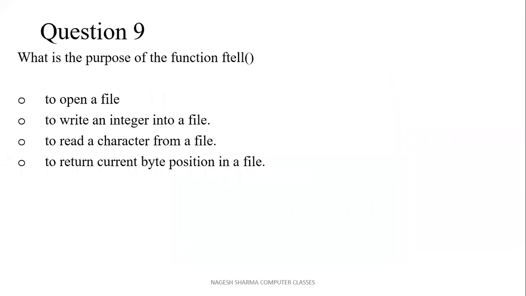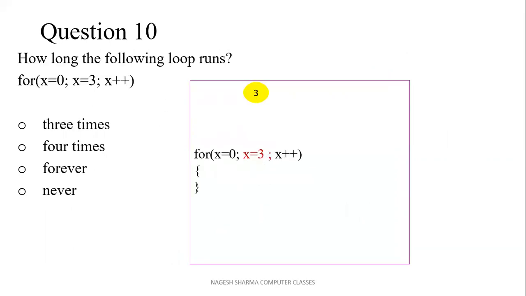Question number 9. What is the purpose of the function ftell? The function ftell is used to return the current byte position in a file. Other options: to open a file we use fopen, to write an integer into a file we use putw, to read a character from a file we use getc or fgetc. So the correct answer is to return the current byte position in a file.